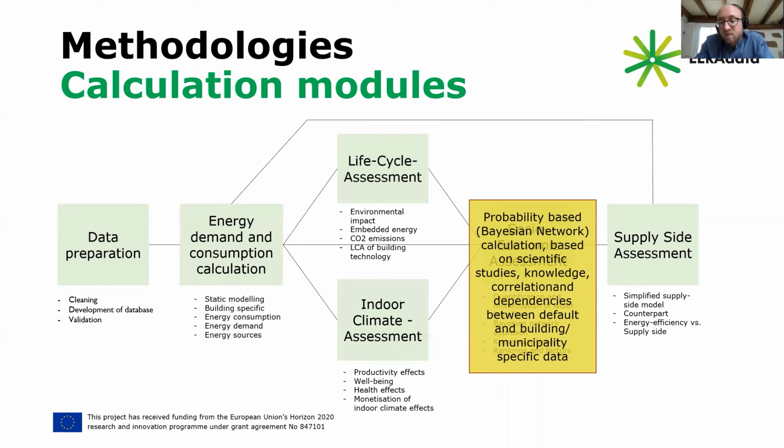Then we have the socioeconomic module, which is based on a Bayesian network, on a probability assessment, because here we deal with a lot of weak numbers, a lot of estimates, and we want to provide the user a transparent way. So we are giving out numbers with a probability that it will occur in the user's surrounding. This is based on scientific studies, knowledge, and on the specific data. We will have a workshop about this in particular, and then you can dig into this socioeconomic area.